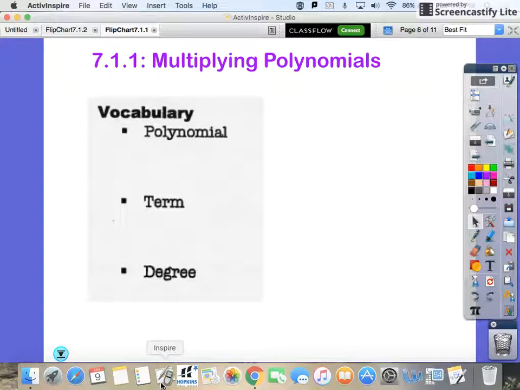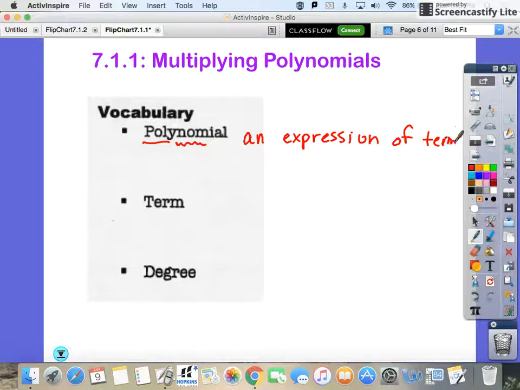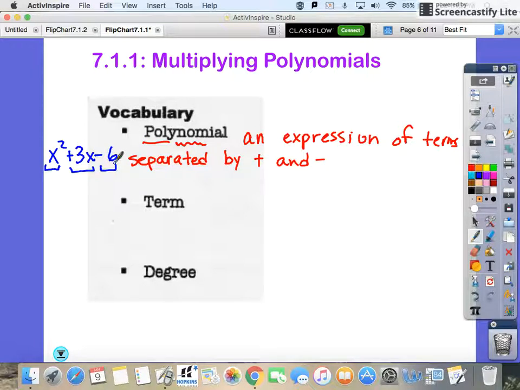This is lesson 7.1.1, multiplying polynomials for Algebra 2. So first thing we have to do is define a couple terms. First term is polynomial. Poly means many, nom means name. So this is an expression of terms separated by pluses and minuses. It's like a sentence, basically like this. That's a polynomial. It has multiple terms, multiple pieces, and it's connected with pluses and minuses.